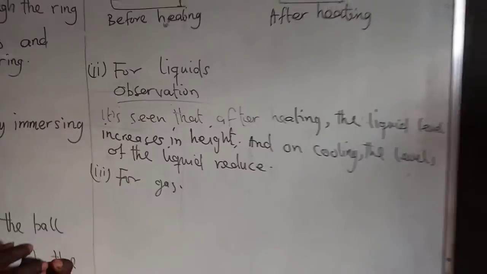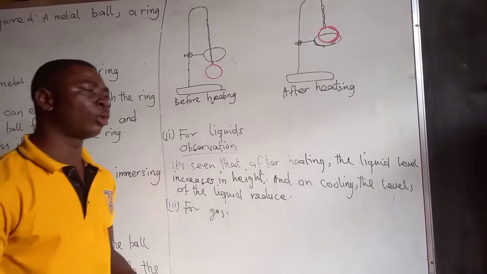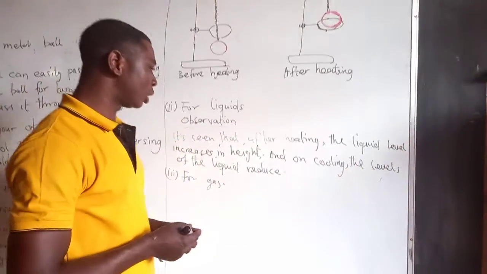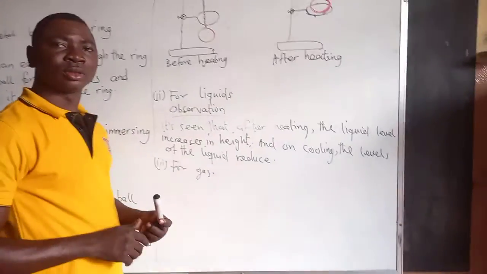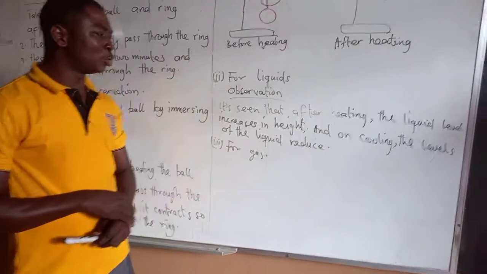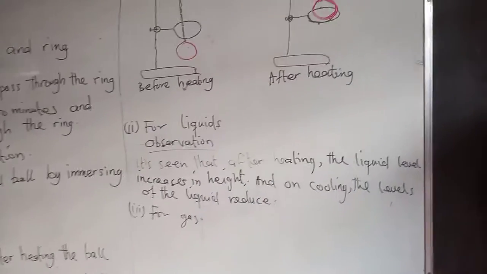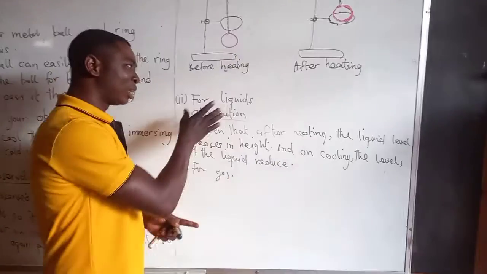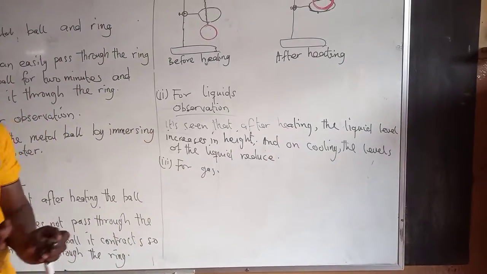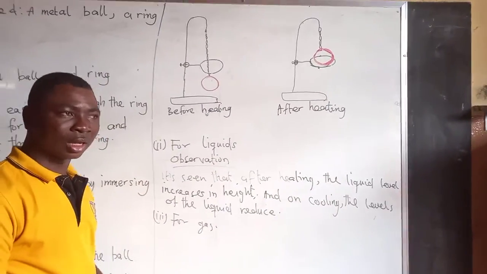Use different types of liquid: water, kerosene, and palm oil, so that you can observe very well. Next thing we want to demonstrate is about gas. So do the liquid one yourself and tell me your observation. I have told you the procedure, the method you use.